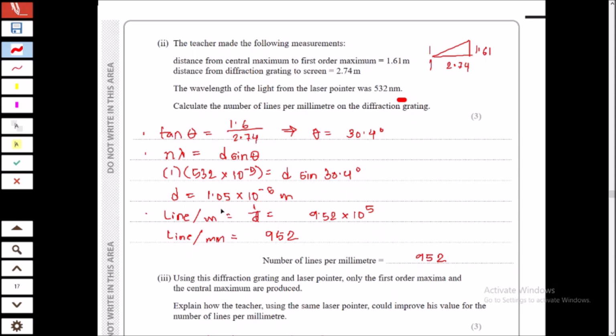So how many lines do we have per unit distance? Just the inverse of this value of d, which is 9.52 times 10 to the power 5. This many lines we have per meter of our grating. So if we have this many lines per meter, in 1 millimeter, how many do we have? Divide this value by 1000. That is the answer.